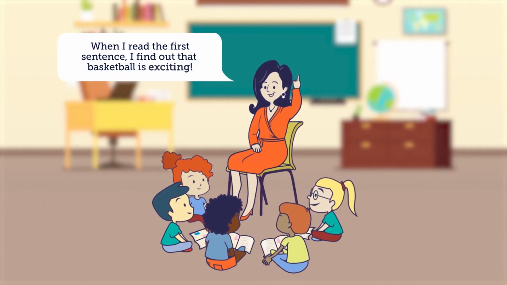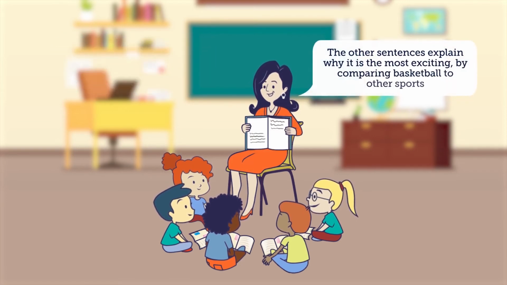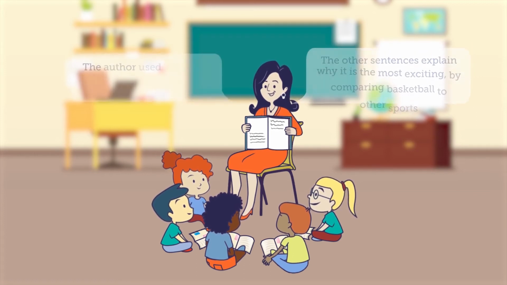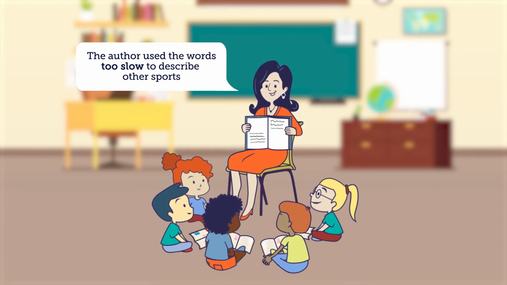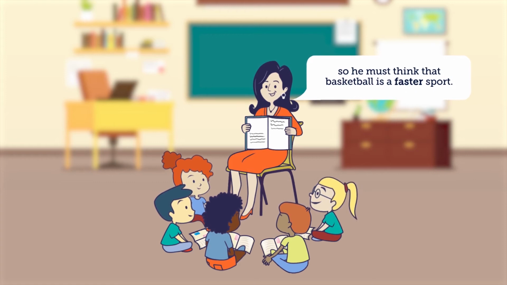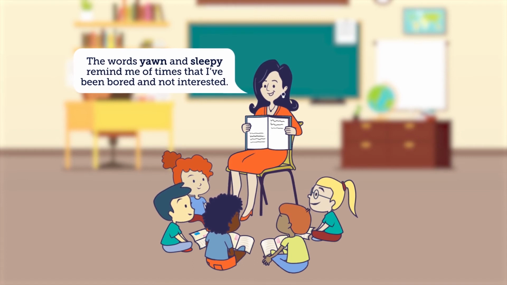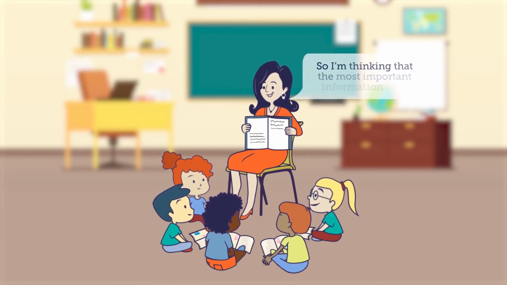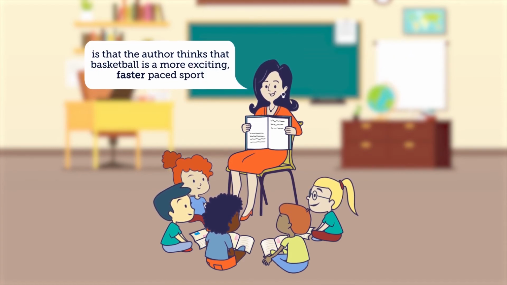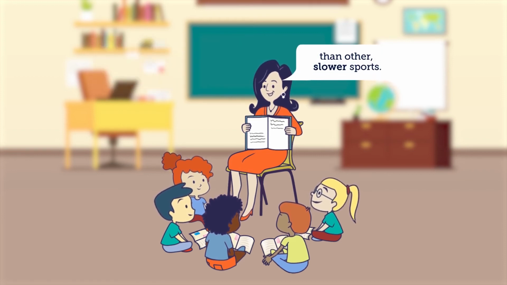Well, when I read the first sentence, I find out that basketball is exciting. The other sentences explain why it is the most exciting by comparing basketball to other sports. The author used the words too slow to describe other sports, so he must think that basketball is a faster sport. The words yawn and sleepy remind me of times that I've been bored and not interested. So I'm thinking that the most important information here is that the author thinks that basketball is a more exciting, faster-paced sport than other slower sports.